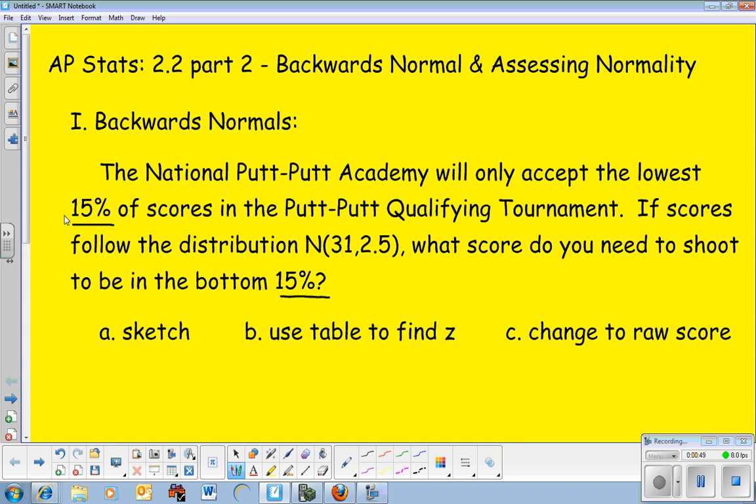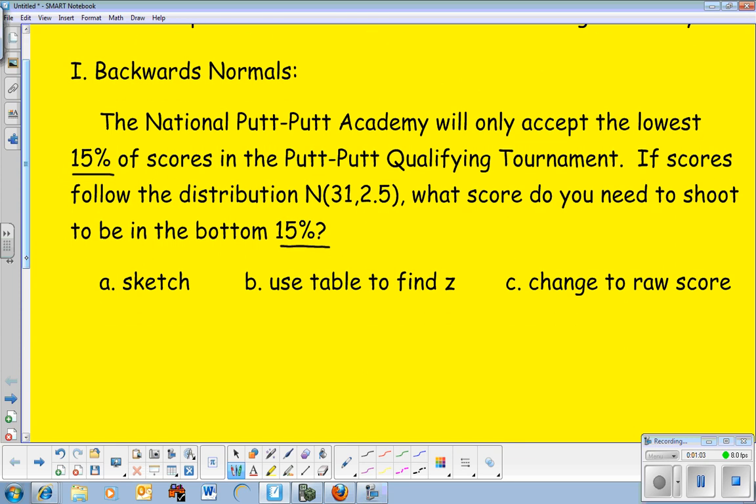Okay, so in this scenario, you need to be in the best 15% at the putt-putt qualifying tournament. And in this case, best is lowest. And anytime we're doing a race or playing golf, we want to be the low numbers. The distribution is normal with mean 31 and standard deviation 2.5. You need to be down here in the bottom 15%. So what we're looking for is what score you need to end up there. So here's my sketch. That's the only sketch you really need to have.